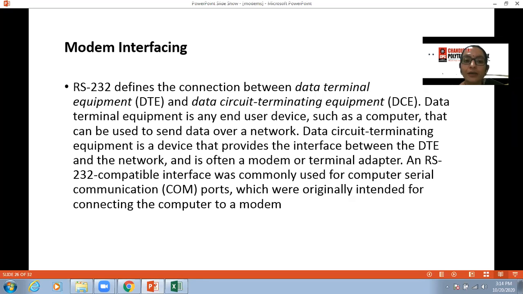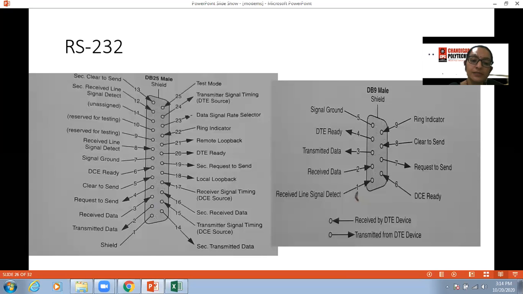So the data circuit terminating equipment is a device that provides the interfacing between the DTE and the network, and it is often a modem or terminal adapter. And RS-232 is a compatible interface, which is commonly used for computer serial communication ports, which were originally intended for connecting from the computer to a modem. So let us start to discuss DTE or DCE, RS-232, DB25 male shield and female shield.